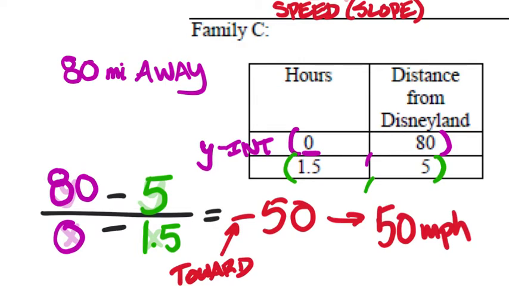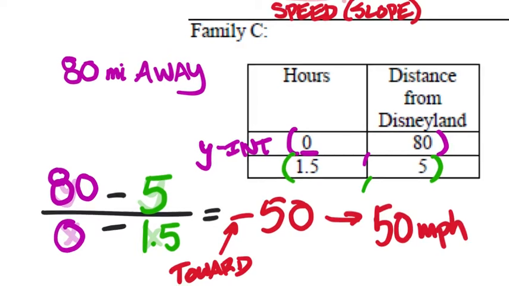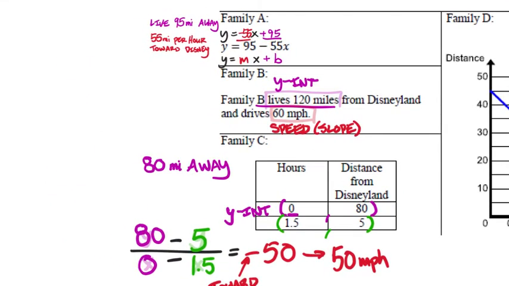Now again, we can compare that with the other families that we figured this out for. Family B is still going faster than family C, and of course they were already going faster than A. But family C, they're going slower than family A, but they do live a little bit closer, right? Again, is that going to be enough to get them there first? We'll find out. But right now, we're just focused on how far away they live from Disneyland and then the speed that they are traveling at. Well, that's families A, B, and C.